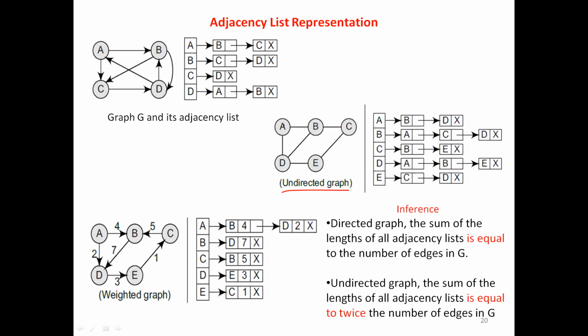Why? Because A is connected to B. That is fine. In case of A, it is connected to B, right? And B is connected to D. Done. But when I'm coming to B, I have to write A again also because it is undirected. So in case of an undirected graph, what is the disadvantage of the adjacency list? It requires additional space. Just compare this.